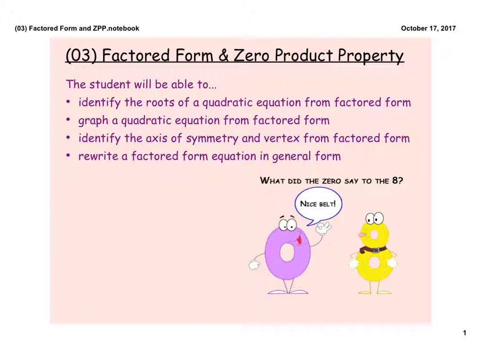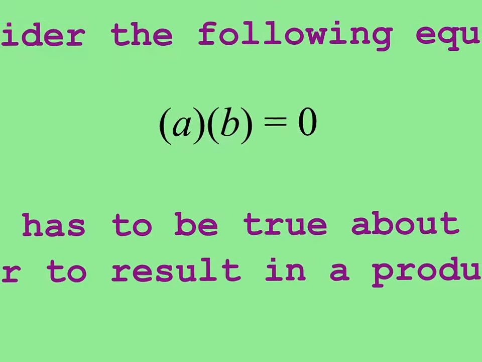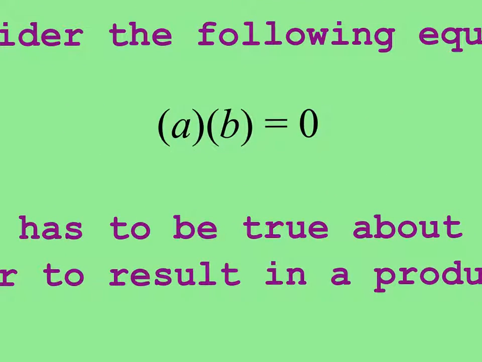Okay, for today, this is called factored form and zero product property. That is where you have something like this: two things that are multiplied together and equaling 0. If that's the case, one of them has to be 0. There's no way to multiply two things and get 0 unless one of the two things is 0. So then you just set A equals 0 or B equals 0. One of those two things, right?